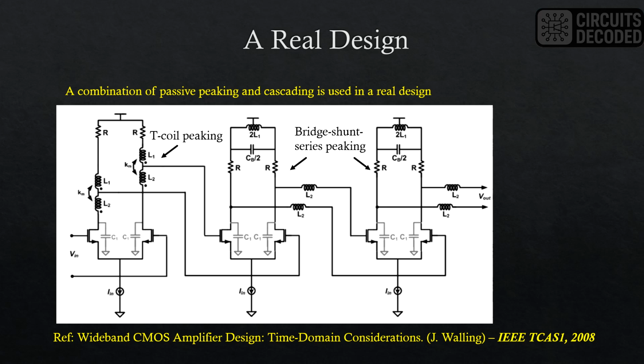This is an example of a real design published in this paper. It uses 3 stages, and in each of the stages, we can see there is some sort of passive bandwidth extension technique applied. If you have seen part 1 of this video, you'll be able to identify these techniques easily. For example, the first stage uses T-coil peaking, and the second and third stages use a combination of bridged shunt peaking and series peaking.